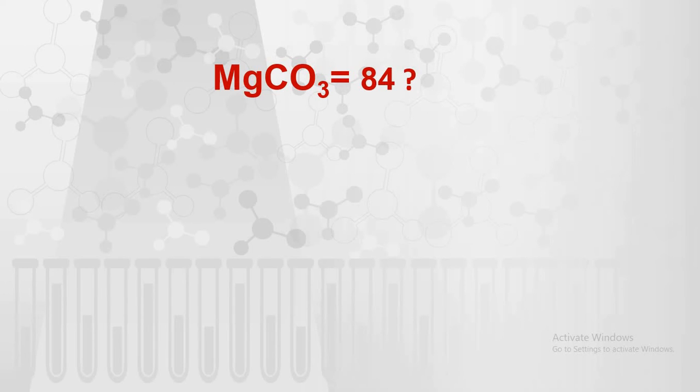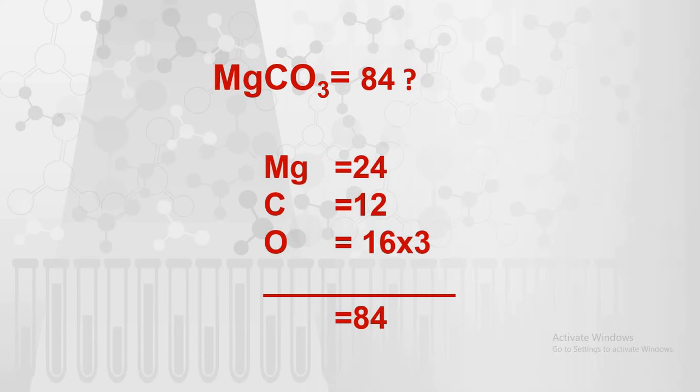Now how is the molecular weight calculated? Consider magnesium carbonate. It has molecular weight 84. How is it calculated? You have to take the atomic weight of the atoms involved in the molecule. Magnesium has atomic weight 24, carbon 12, oxygen 16. Because we have 3 oxygen atoms here, 16 multiplied by 3, and the calculation comes to 84. So in this simple way, you can calculate the molecular weight by this atomic weight calculation.